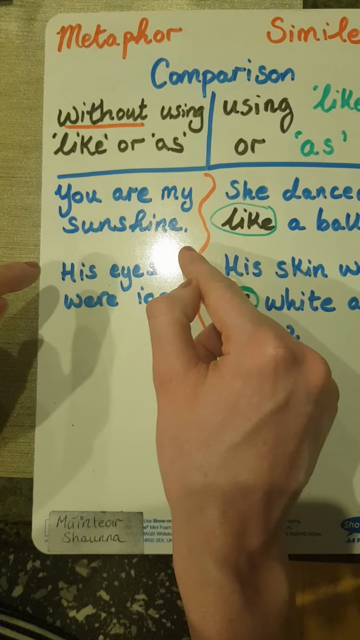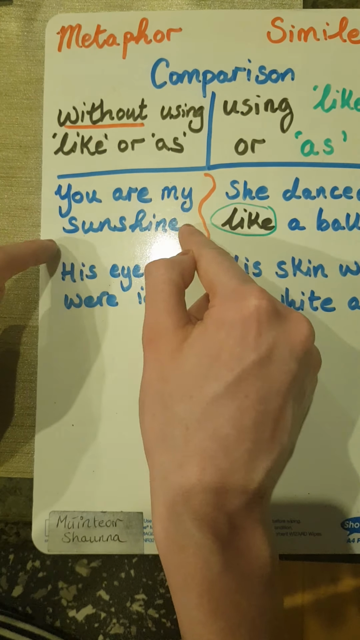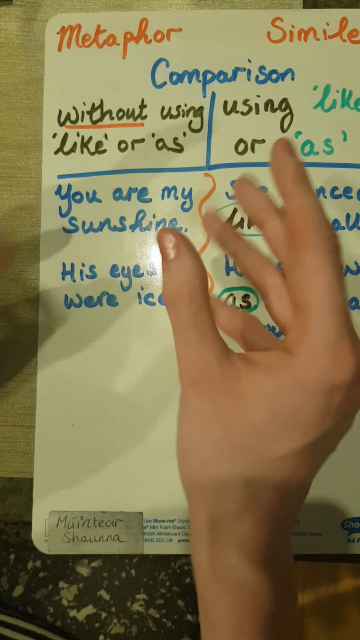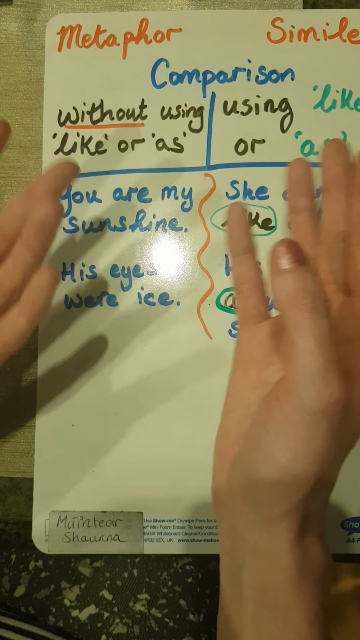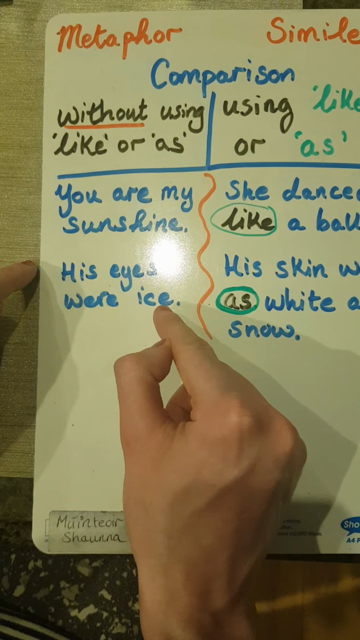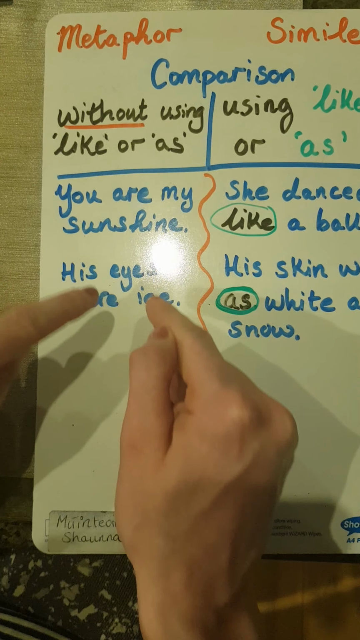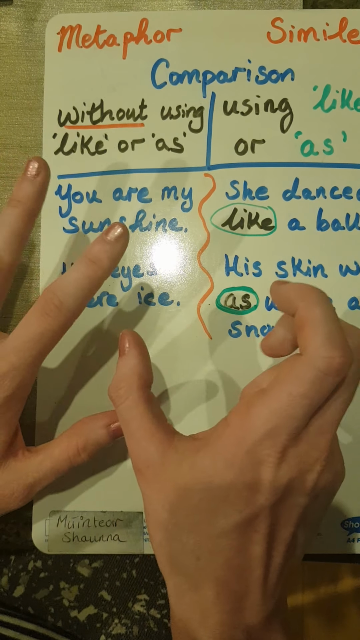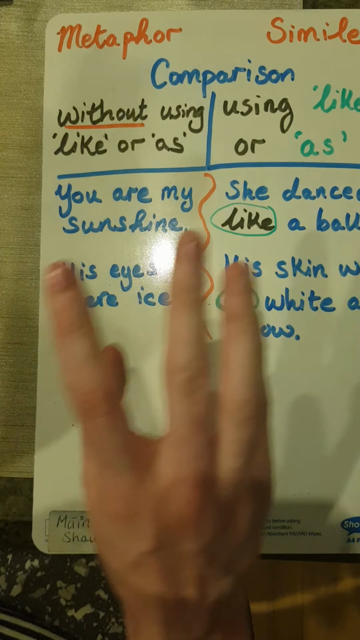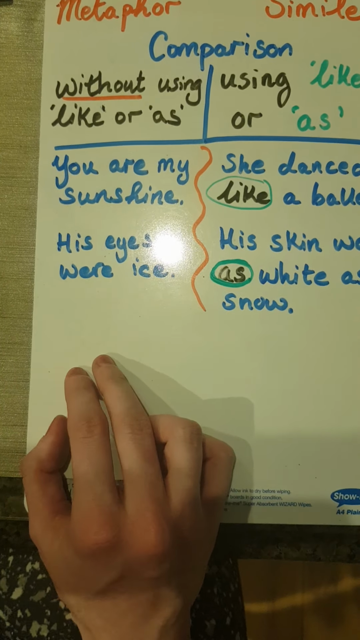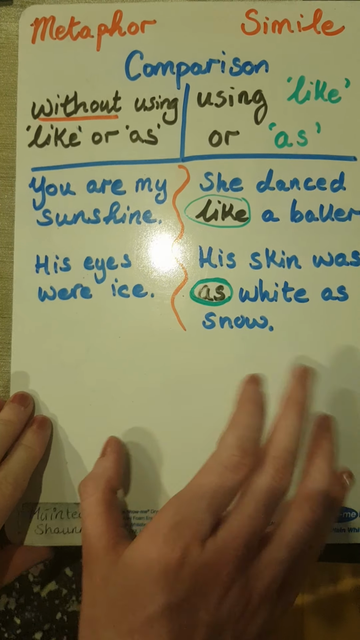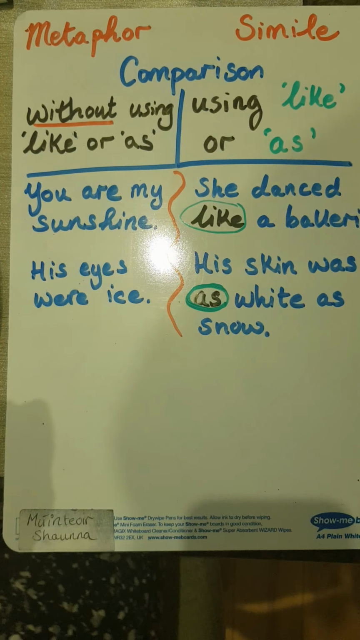You are my sunshine. I'm comparing you to sunshine because you make everything better. You brighten up my day, etc. His eyes were ice. Comparing his eyes to ice. They were cold, they were unwelcoming, they were stern, not very pleasant. All right, so that's a brief breakdown of metaphors and similes.